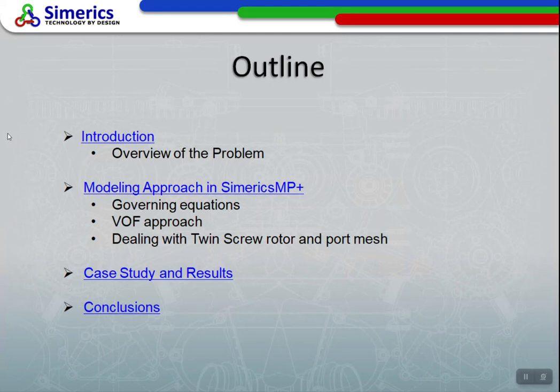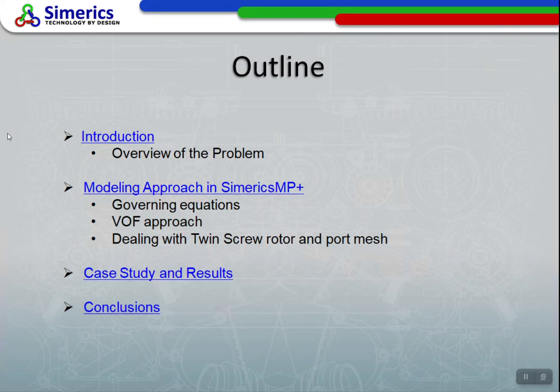In this presentation, I'm going to follow this outline. First, in the introduction section, I'm going to briefly go over the problem, including the advantages of using oil-flooded twin screw compressors and the numerical challenges for simulating such problems.